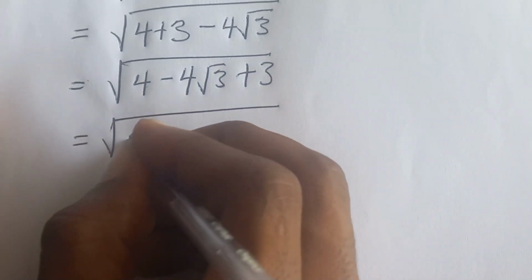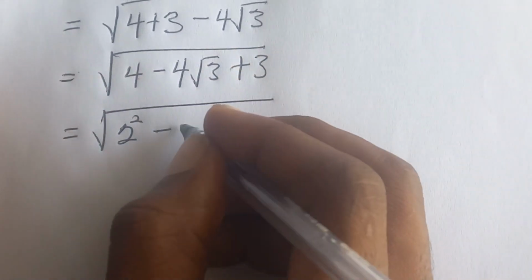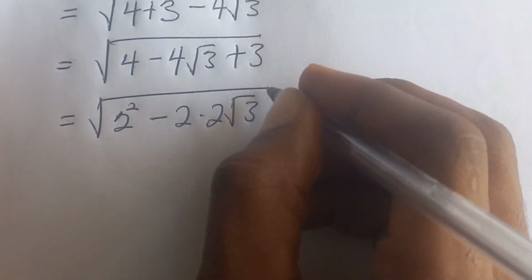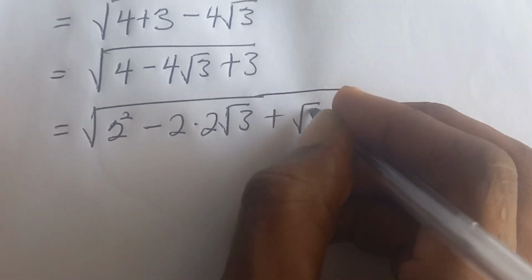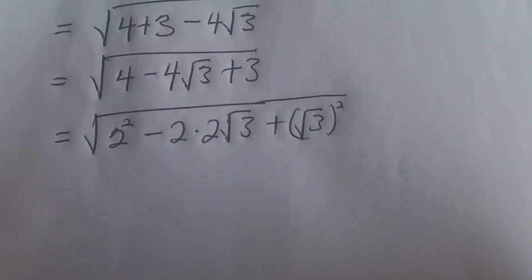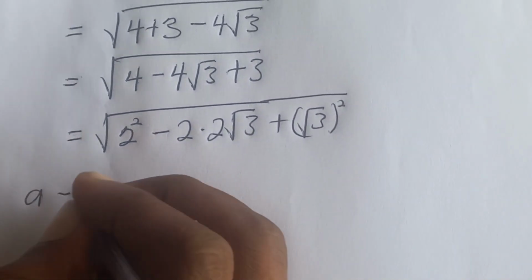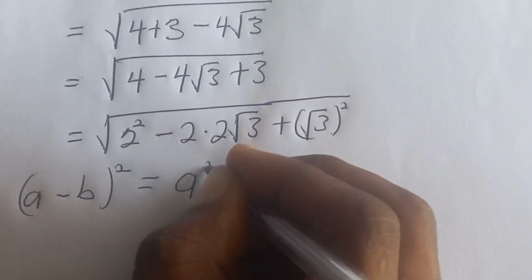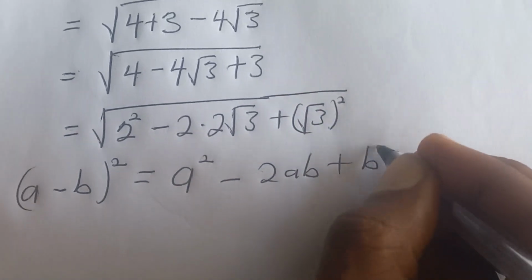We can express that as 2 squared, okay, minus 4. We can say that 2 multiplied by 2 square root of 3. Then this 3, we can say that square root of 3 all squared is the same as this 3. Now, let's recall our algebra formula. We say that a minus b all squared is equal to a squared minus 2ab plus b squared.